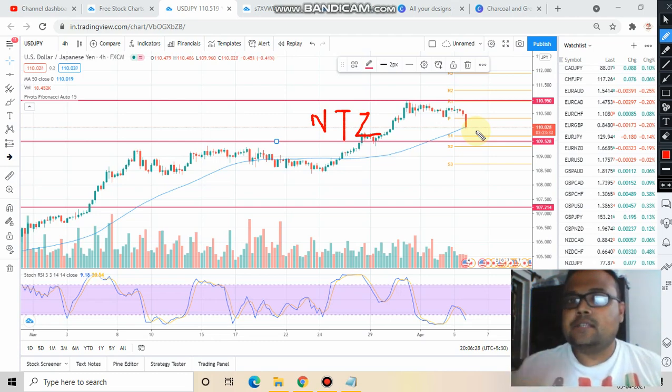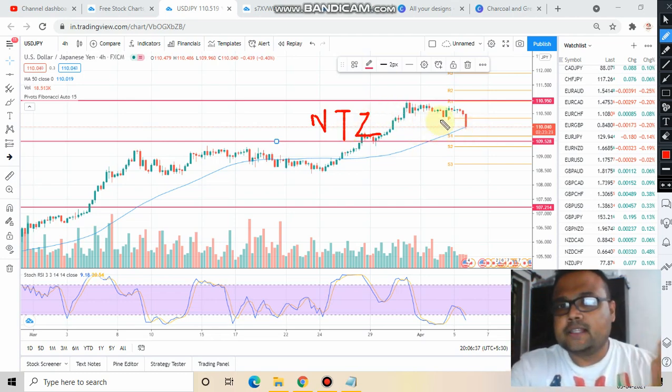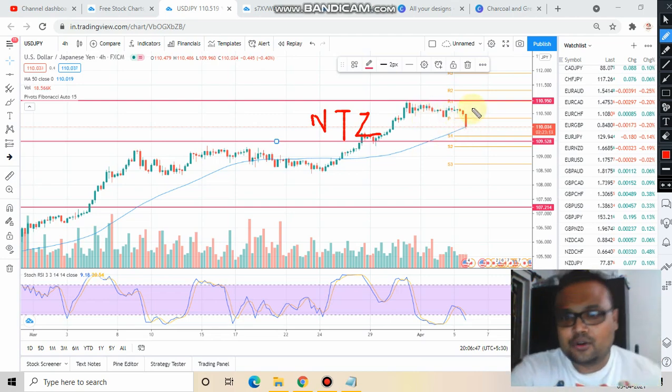The same scenario we can see again. Therefore, as long as market is in this range, you do not need to trade. Just observe the price, just observe the market. Yes, the main duty of a trader is to observe. So as long as market is trading here, you just need to observe.